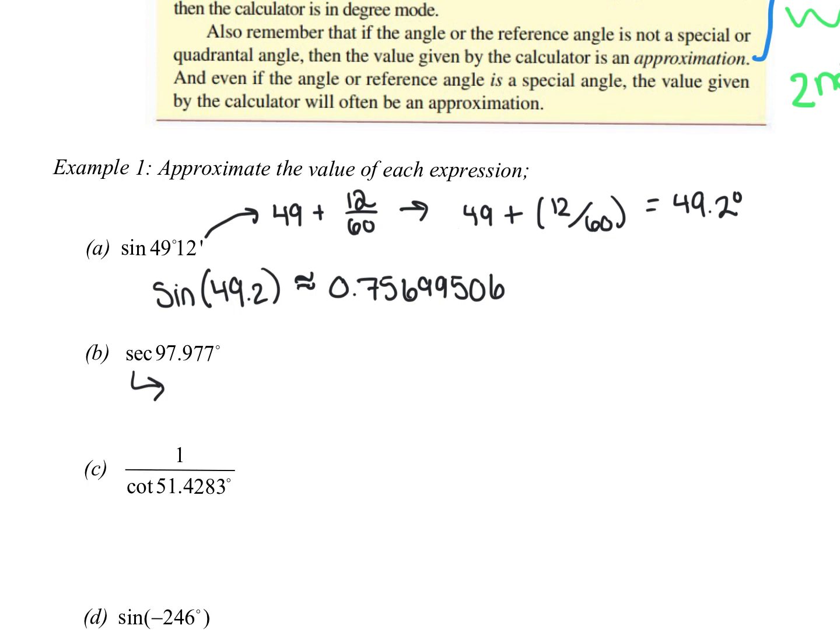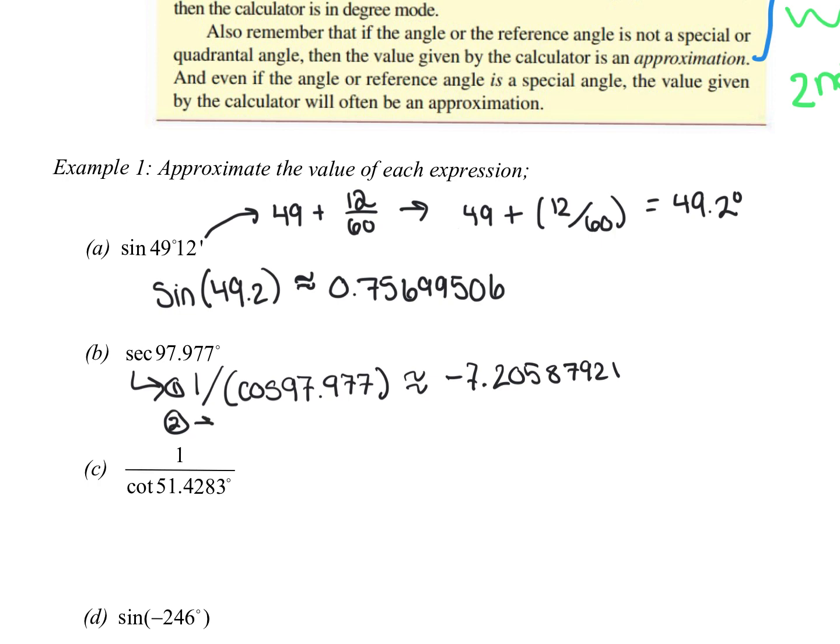Letter B, we can't put this in the calculator because we don't have a secant button. So in my calculator, I have the option of doing 1 divided by parentheses, secant's friend is cosine, so you can do it like this. So go ahead and try that. When you do, you should get out that it is negative 7.20587921.